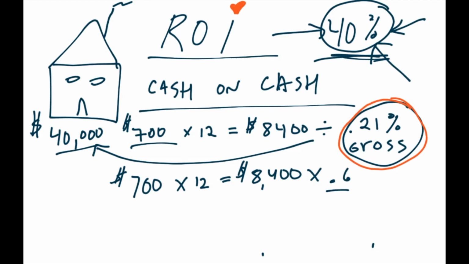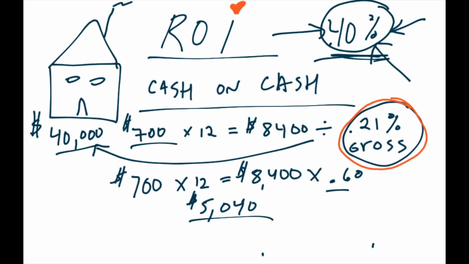Now, I get so many emails from people that say, wait a minute, wouldn't you multiply it times 0.4? No, no, no, no. I want to take out 40%. 100 minus 40 is 60. So I'm going to multiply this times 0.6. So 8,400 times 0.6 gives me $5,040. That's my net cash flow from my tenants this year.